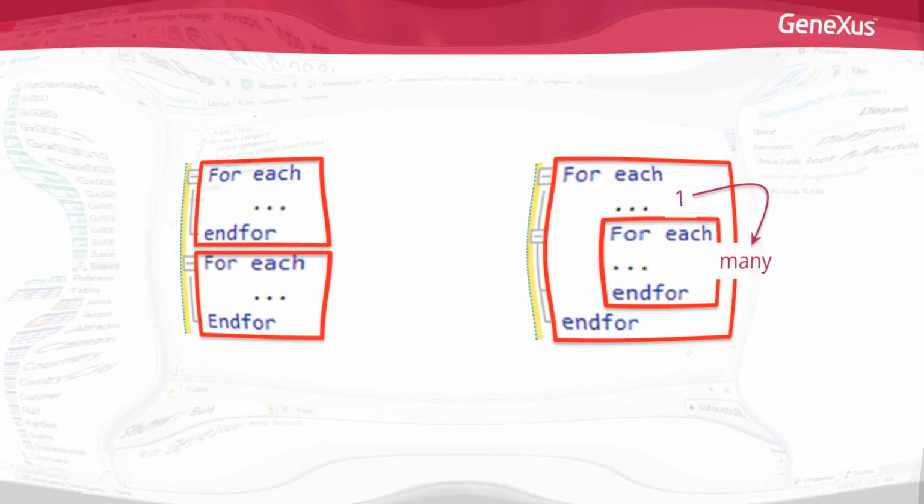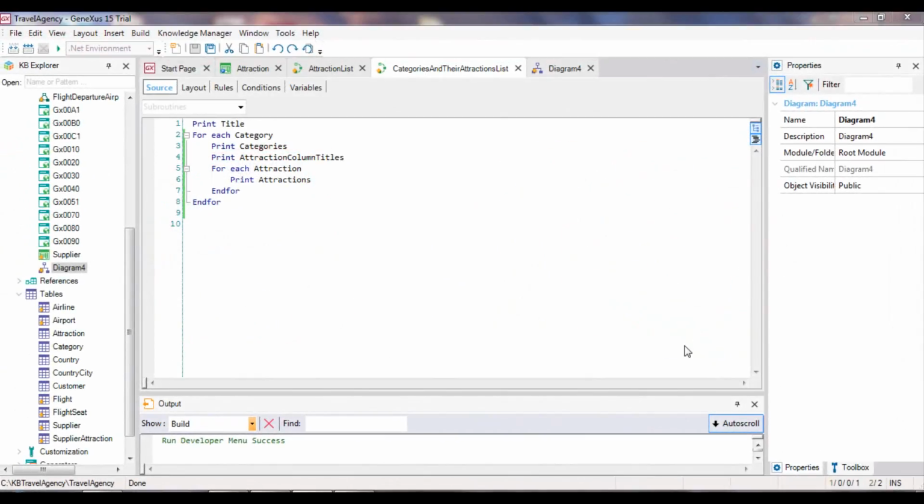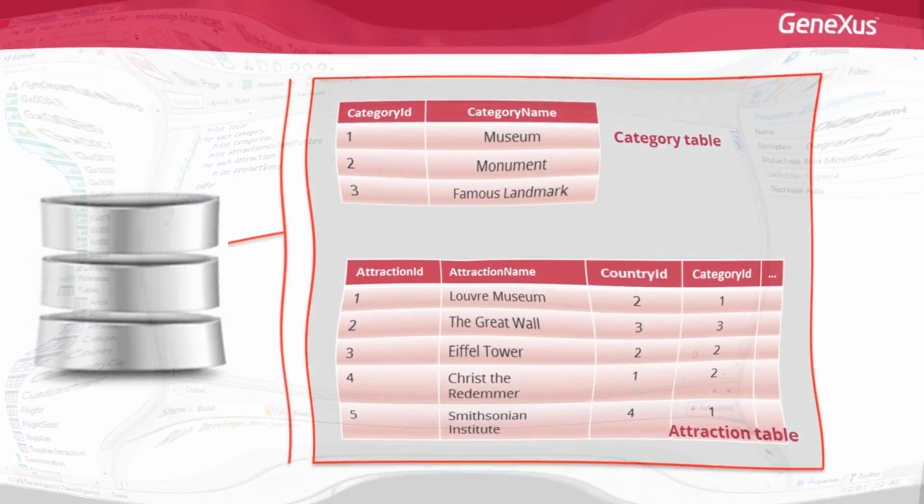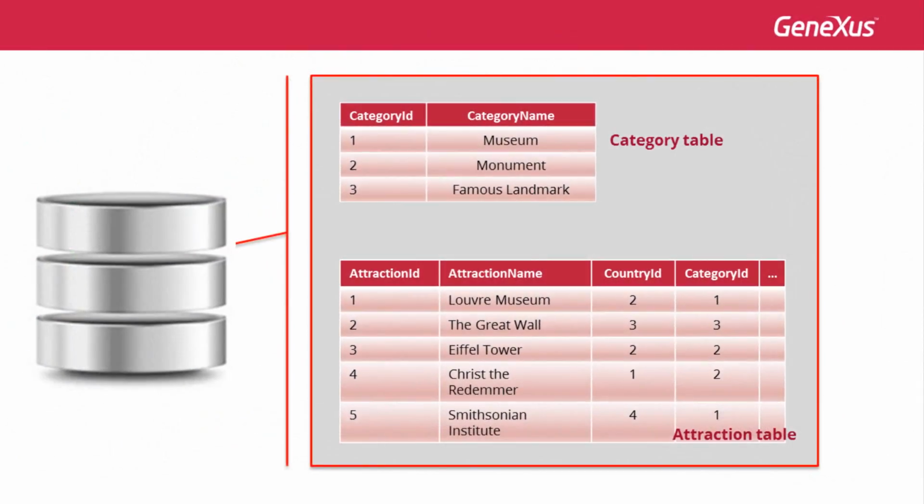When we write nested for each commands, GeneXus determines, for every for each command, the base table that will be navigated, and then looks for relationships between that information. In our case, the base table of the external for each command is category, and the base table of the internal for each command is attraction.